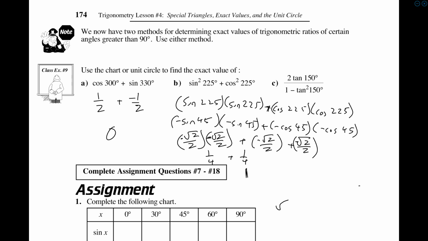Oh, you guys don't want to see the back, sorry for butting in. So we end up with 1/4 plus 1/4, so 1/2. Where are you getting the 1 now? Sorry, it's 2/4 times 2/4. So 4/16, which simplifies to 1/4.